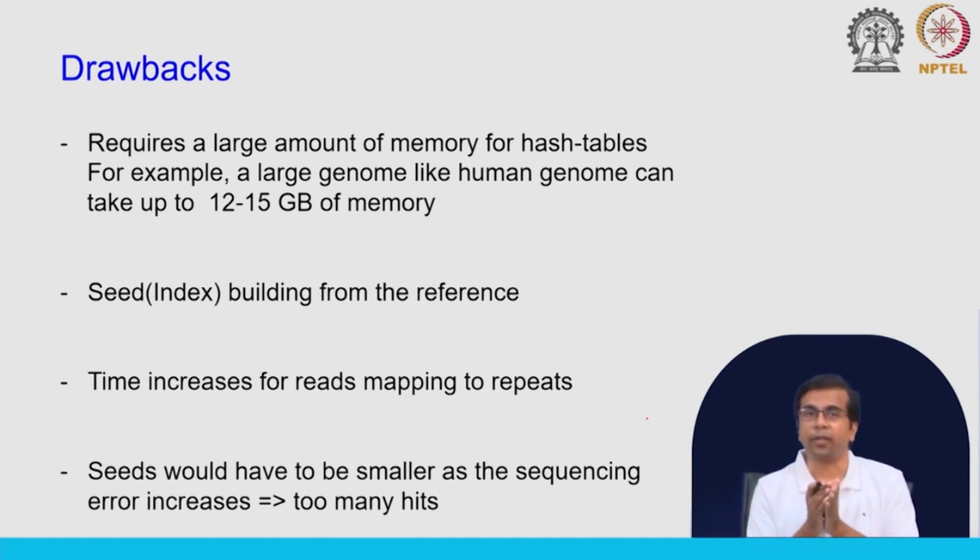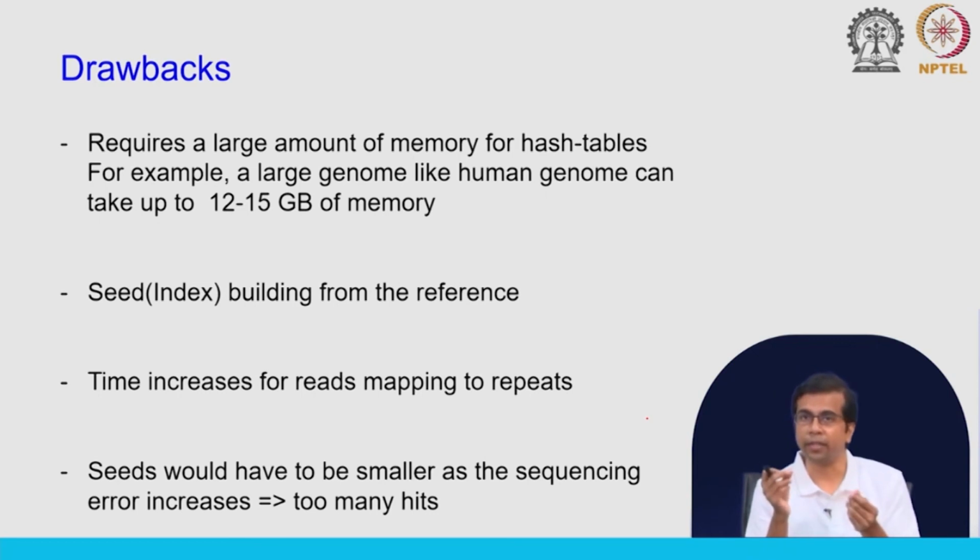Now, this is a problem that we have just mentioned. You have to design smaller seeds, you have to reduce k as the sequencing error increases, so as to ensure that some seeds will contain a perfect match with the keys in the hash table. Now, the moment you do that, you will get too many hits. You can imagine, if you take a 3-mer versus say a 7-mer, you will see more hits for the 3-mer in the genome compared to the 7-mer.